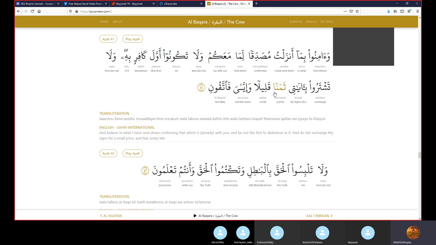And why were they rejecting it? Because they were selling it for a small price. What was their small price? They wanted power and status in their societies, and that was the price they were getting against it. But even if somebody gets the whole world, all the money, all the power, all the respect, all the popularity, all the resources, any amount of this dunya is still a very small benefit compared to the akhirah.